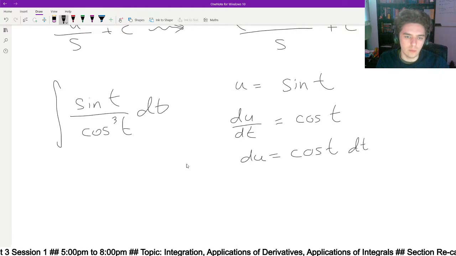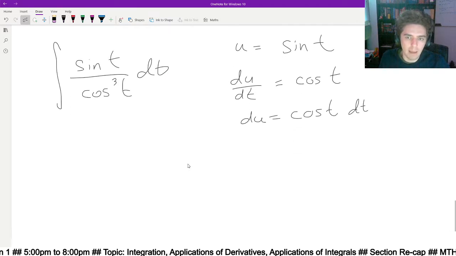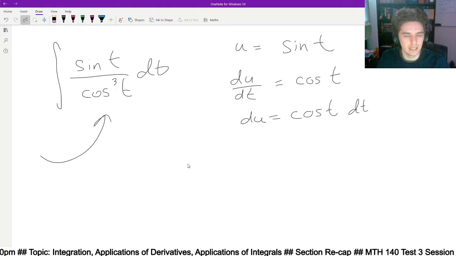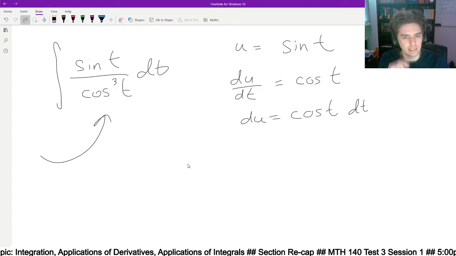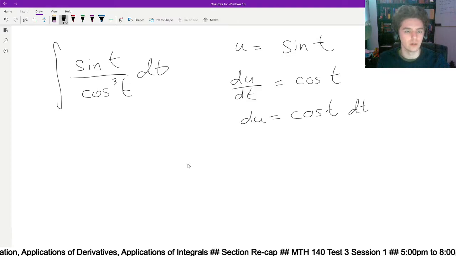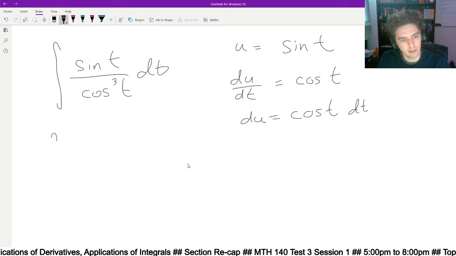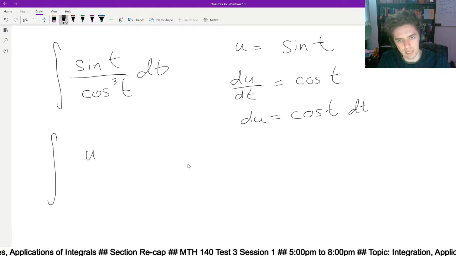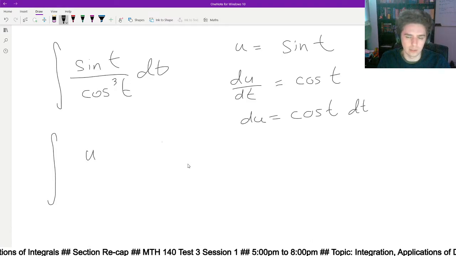So, what needs to happen is that when I do all this, I need to be able to replace every t-containing thing in that integrand. I need to replace everything with something containing u. It can't be half and half. You've got to have either everything be t or everything be u. So the top is now a u, because u equals sine t.